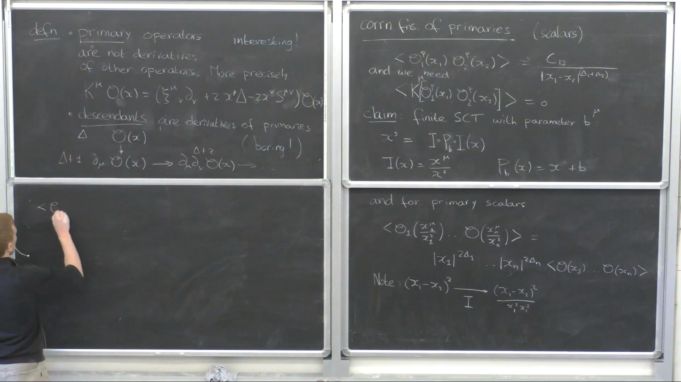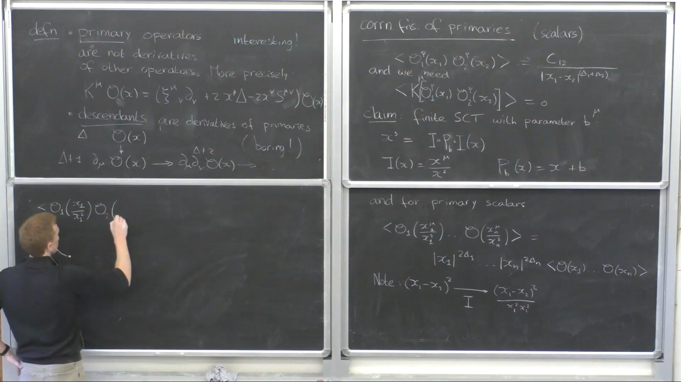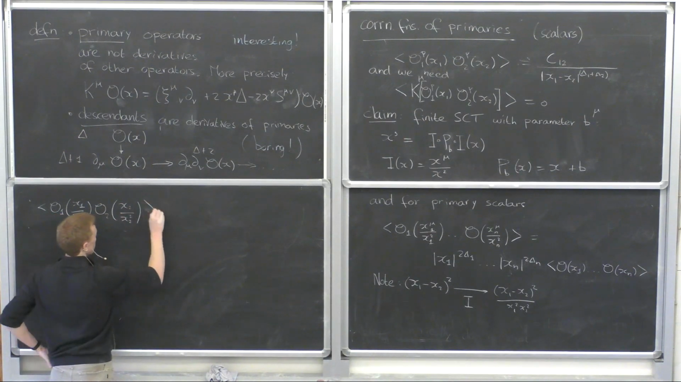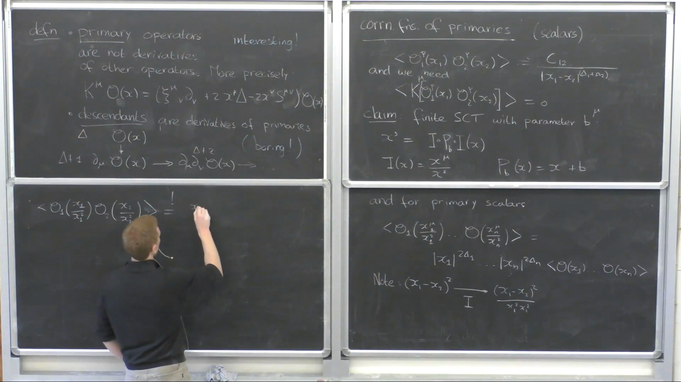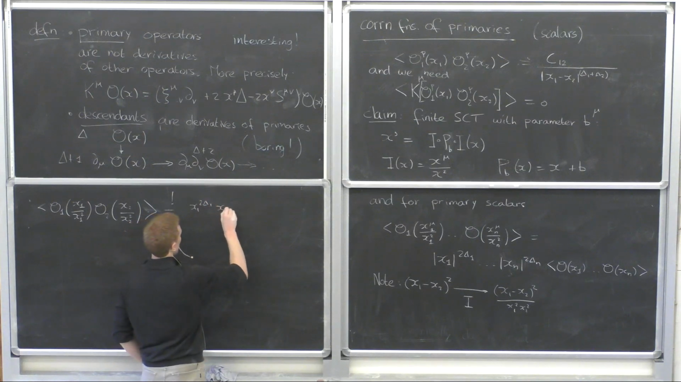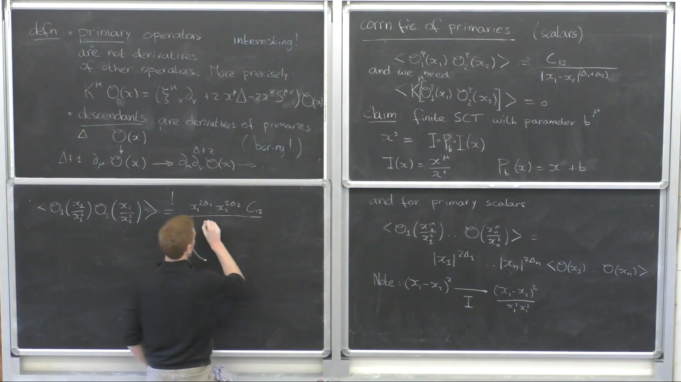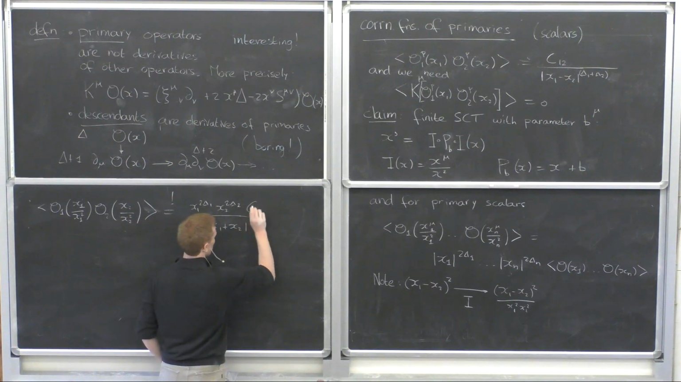You can check that O1 of x1 over x1 squared, O2 of x2 over x2 squared. So this should be, by that rule, x1 to the 2 delta 1, x2 to the 2 delta 2. And then we'll plug in the original value. So this is C12 over x1 minus x2 to the delta 1 plus delta 2.